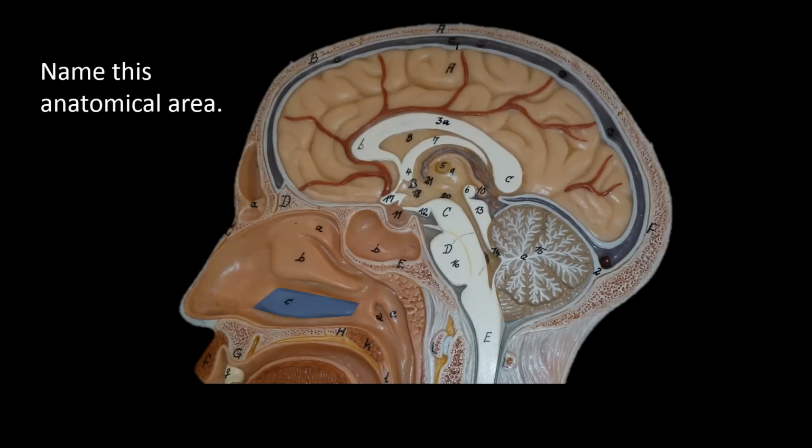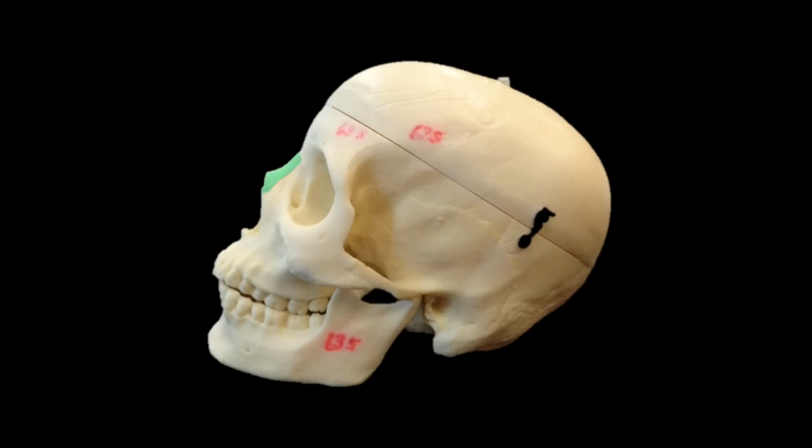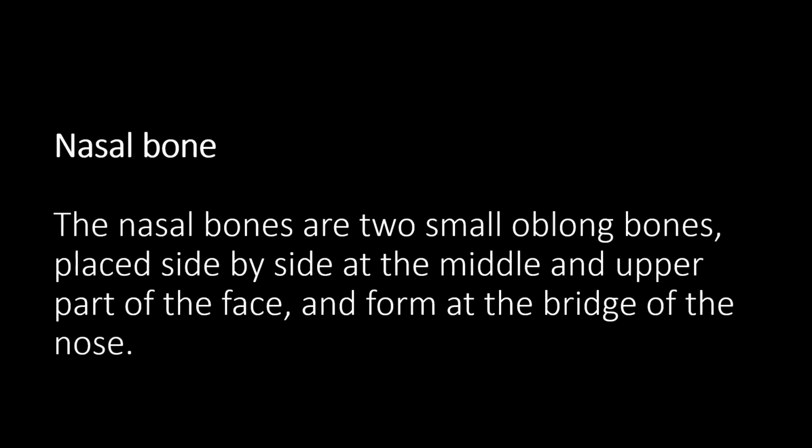Name this anatomical area. Inferior nasal concha. The inferior nasal concha is a bony plate inferior to the middle concha on the lateral wall of the nasal fossa. Name this anatomical area. Nasal bone. The nasal bones are two small oblong bones, placed side by side at the middle and upper part of the face, and form the bridge of the nose.